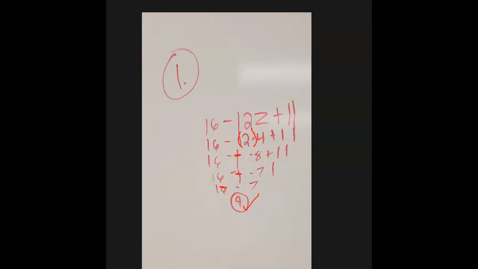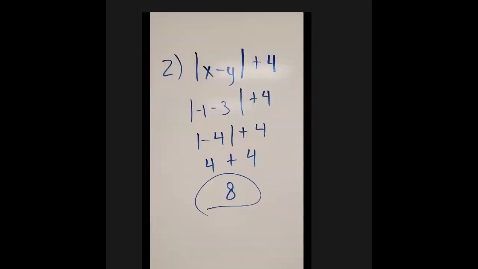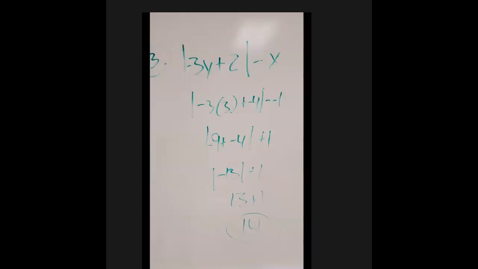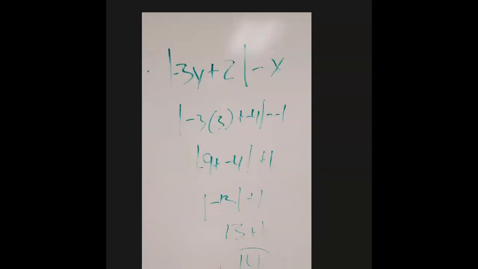Okay, let's look at number 2. Okay, number 2. Agree or disagree? I also agree. Okay, number 3. Agree or disagree? So you have negative, negative, positives, negatives. I agree. No. Yeah, I mean.